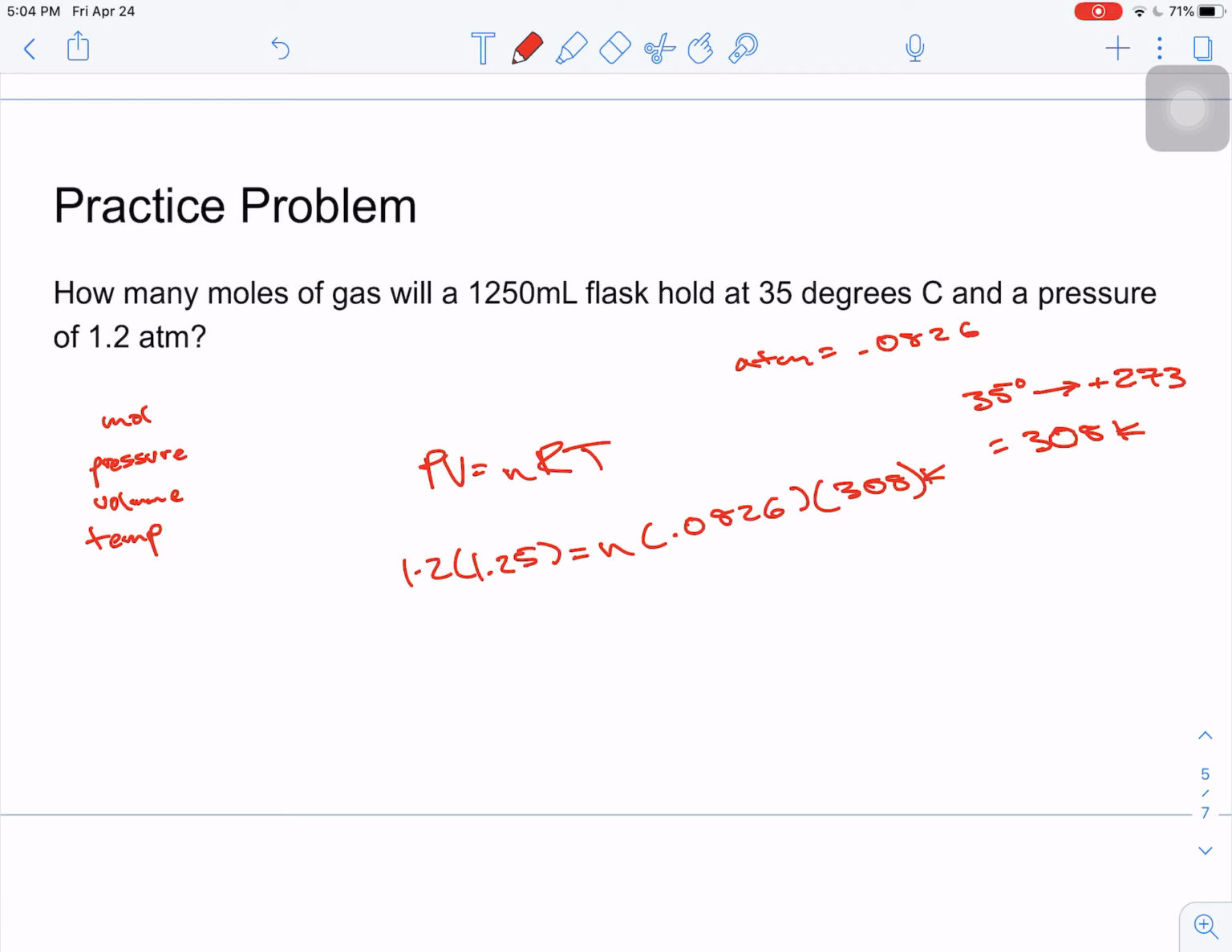Now all we have to do is do the math. So 1.2 times 1.25, you get 1.5, and then 0.0826 times 308 equals around 25.44, and then you just divide both sides by 25.44, and you'll get 0.069. That's what we'll say. So we get 0.069 moles of our gas, and that's how you use the ideal gas law.